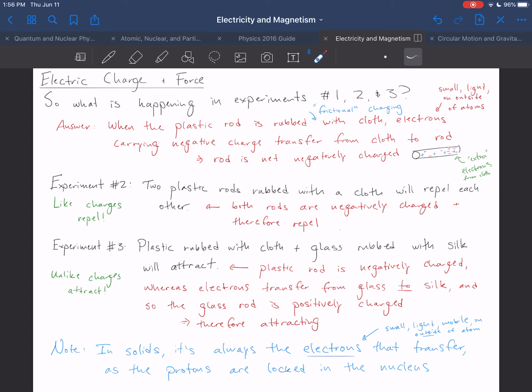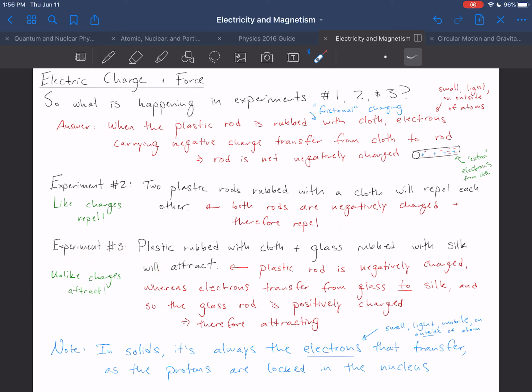But given that we know that cloth rubbing plastic leads to extra electrons on the plastic, then we can infer that silk rubbing glass will actually remove electrons. And so the glass is now net positively charged. Because the plastic rod is net negatively charged and the glass is net positively charged, those two rods attract because unlike charges attract.